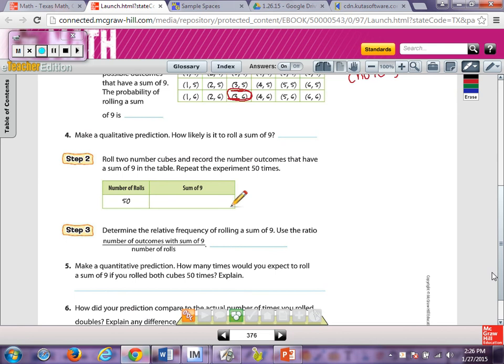Step 2, another experiment for you guys. Roll 2 number cubes and record the number of outcomes that have a sum of 9 in the table. So roll some dice, a pair of dice. Every time you get numbers that add up to 9, make a little hash mark here, and then make a proportion. It's going to be something over something else. We know we're rolling the dice 50 times, so it should be some number over 50.